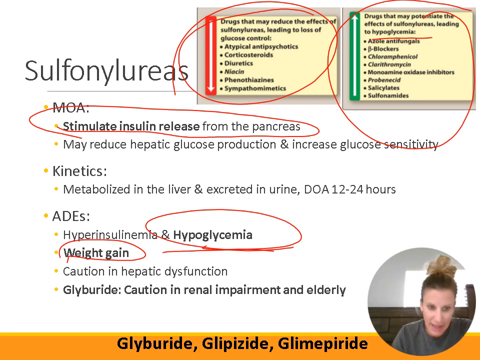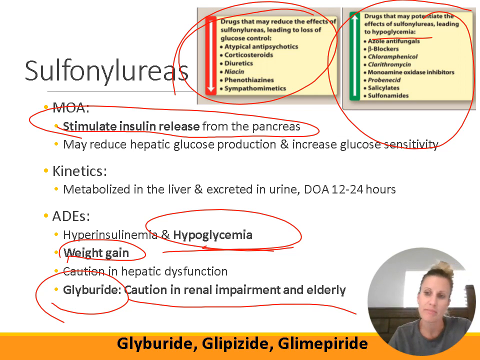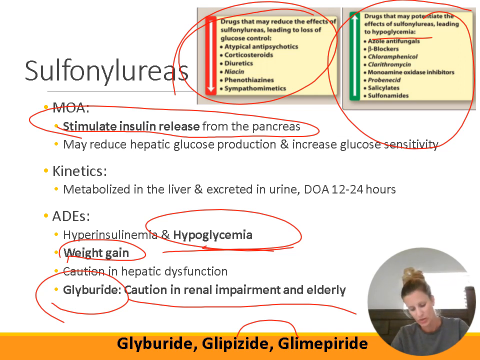For glyburide only, caution in renal impairment and the elderly. Elderly tend to have decreased renal function in general, but the glyburide itself is highly cleared renally. So in renal impairment in elderly patients, it tends to accumulate and lead to some severe hypoglycemia. The other two agents, the glipizide and glimepiride, are safer in patients with renal issues and elderly patients.